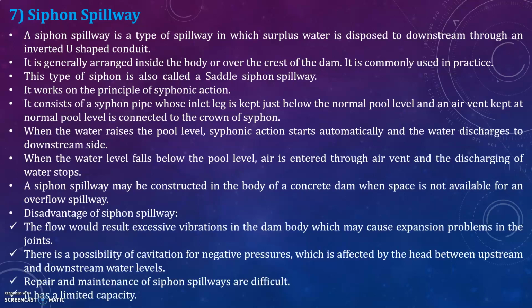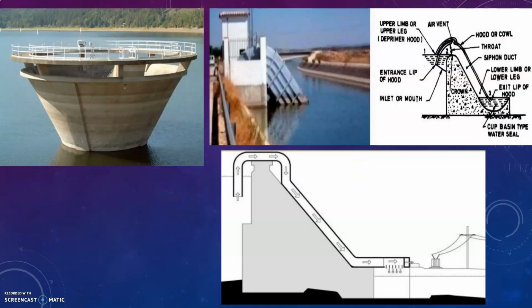Disadvantages of siphon spillway. The flow would result in excessive vibrations in the dam body, which may cause expansion problems in the joints. There is a possibility of cavitation due to negative pressures, which is affected by the head between upstream and downstream water levels. Repair and maintenance of siphon spillways are difficult. It has a limited capacity. So these are the different types of spillways. Okay, this is the example for siphon spillway.